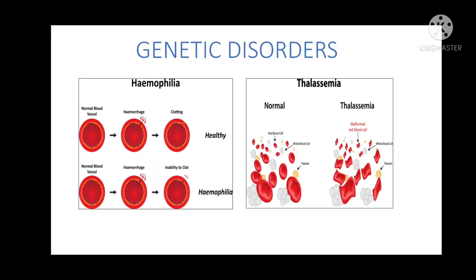Genetic or inherited blood disorders. Hemophilia, a genetic blood disorder in which blood doesn't clot normally, due to which excessive bleeding occurs after any injury. Thalassemia, a genetic blood disorder in which the body makes abnormal hemoglobin.